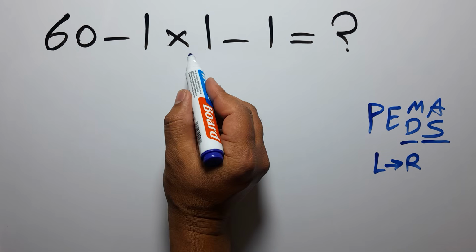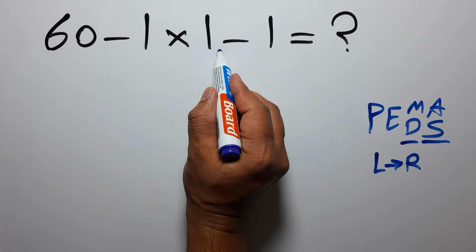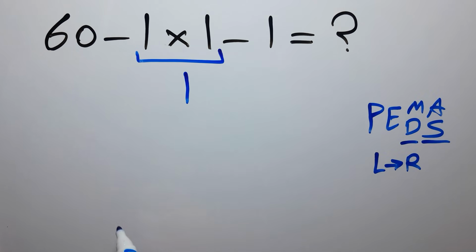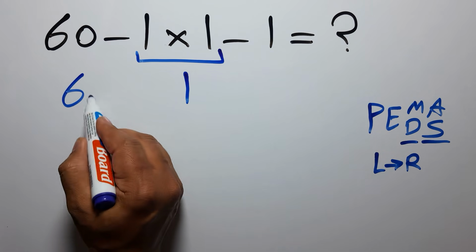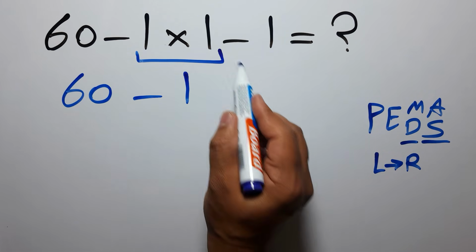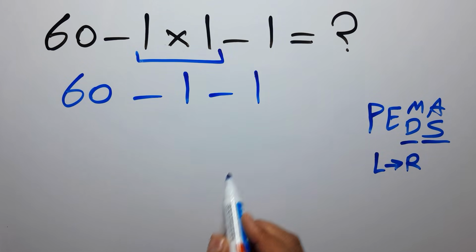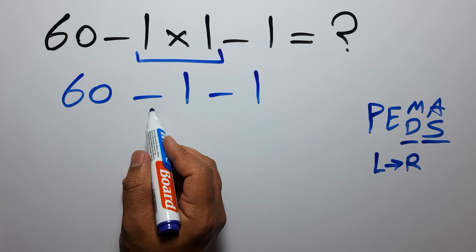So first we have to do this multiplication. 1 times 1 gives us 1. So we have 60 minus 1 and again minus 1. Now we have to do this subtraction.